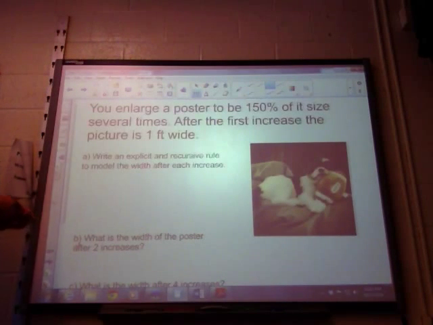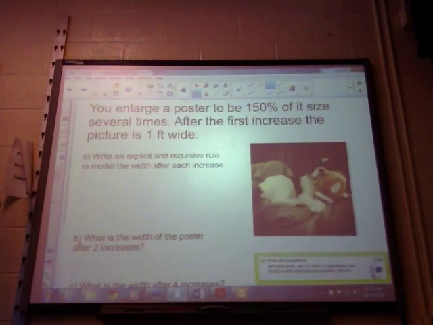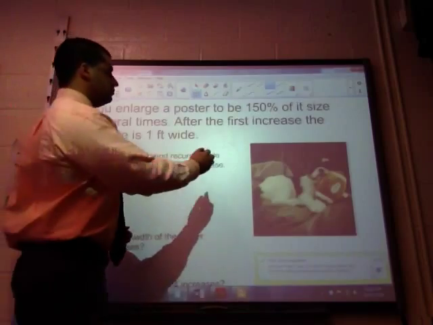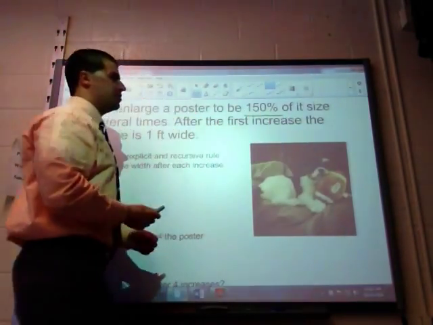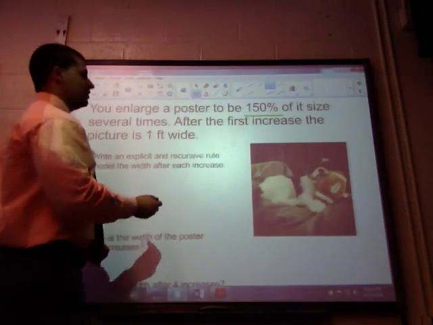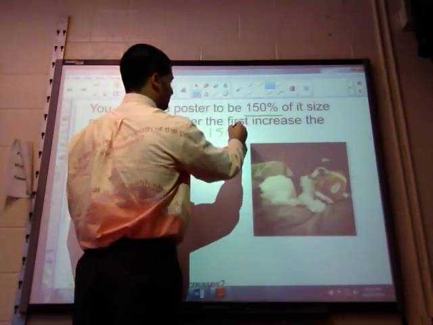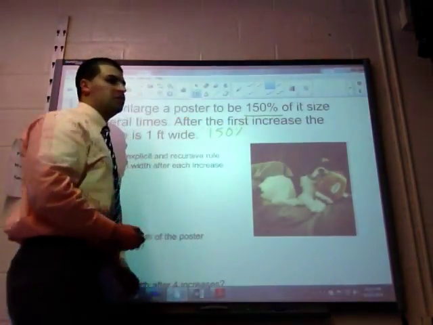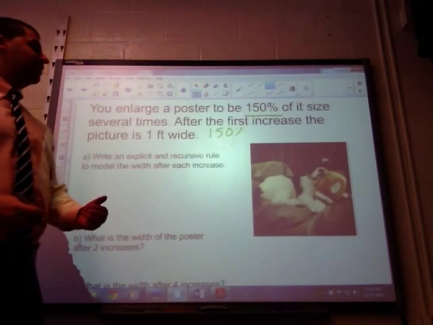So if you read this problem about enlarging a poster to be 150% of its size several times, we're talking about percentage of increase. So if something's 150% of its current size, what we need to do is convert this percentage into something we can better use as a common ratio.